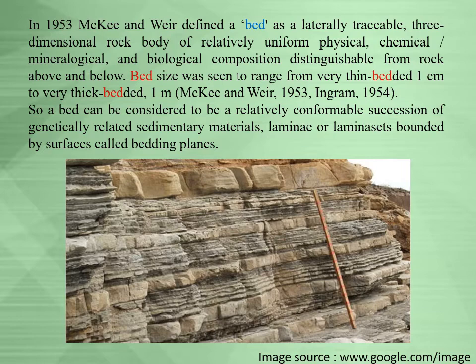we differentiate a bed and a laminae depending on their thickness. So when a sedimentary layer is greater than 1 centimeter thick, we call it a bed, and when a sedimentary layer is less than 1 centimeter thick, we call it laminae. You can see in this picture that there are some units like this one, this red stripe portion. This sedimentary layer is definitely above 1 centimeter thick, and it indicates a particular physico-chemical condition of deposition, so we can call it a bed. But in the bottom portion of this layer, there are some layerings which are very fine, that means less than 1 centimeter thick, so we call them laminae.